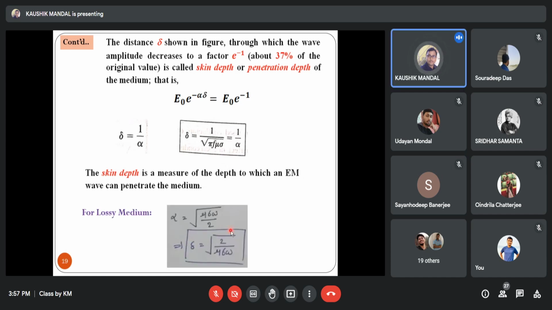For a lossy medium, we have already calculated the value of alpha, which is equal to root of mu sigma omega by 2. So what will be the equation of delta for a lossy medium? Delta will be equal to root of 2 by this. For a particular medium, you can easily find the skin depth using these equations. Skin depth represents the distance along the z direction at which the amplitude decreases to a factor of e to the power minus 1.